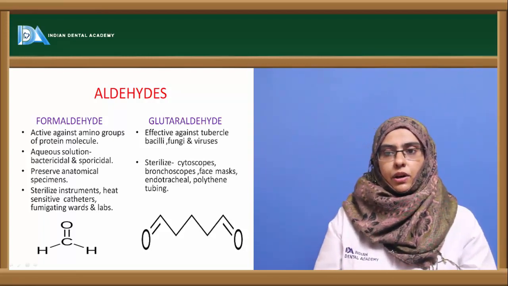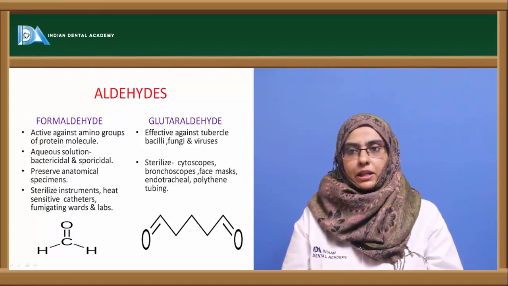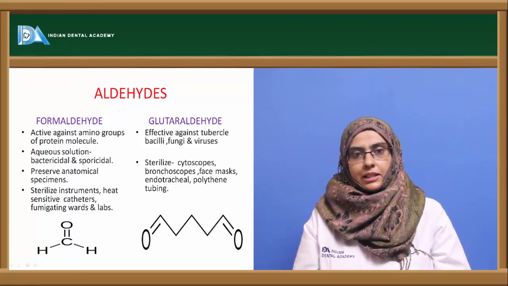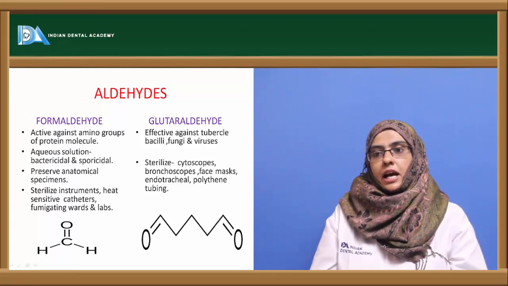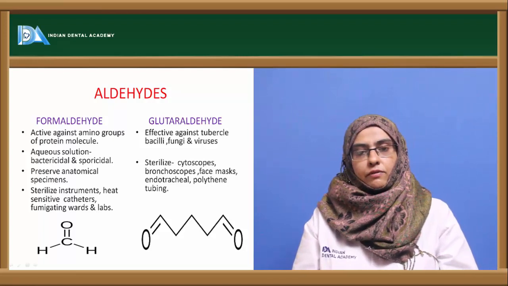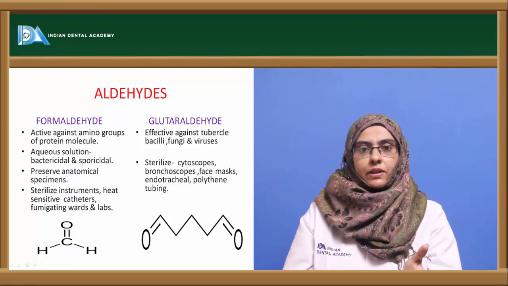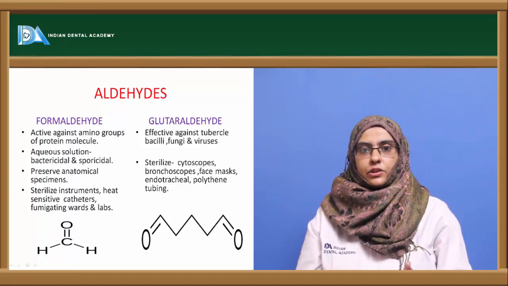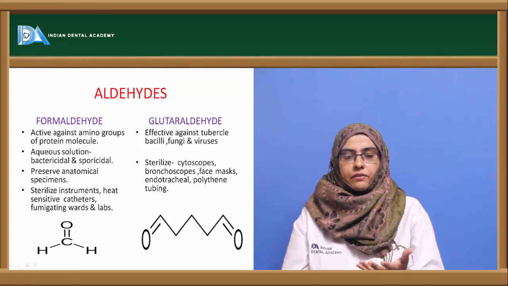Aqueous solution of this formaldehyde is usually available in the commercial departments in the name of formalin. Here it is both bactericidal as well as sporicidal in nature, so effective against the bacterial spores also. Formaldehyde can also be used to preserve anatomical specimens and to sterilize surgical instruments such as heat sensitive catheters. They are used to fumigate wards and labs also. This is more toxic when compared to glutaraldehyde. The vapors of the formaldehyde are irritant and toxic. You can nullify the irritation of this formaldehyde by smelling ammonia.